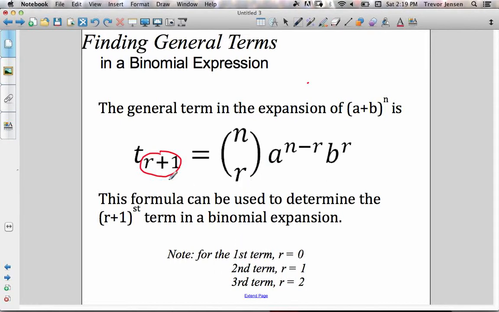So if we want to find the first term, we plug in 0 for r in all the spots. If we want to find the third term, we plug in 2 for r in all the spots. Okay?